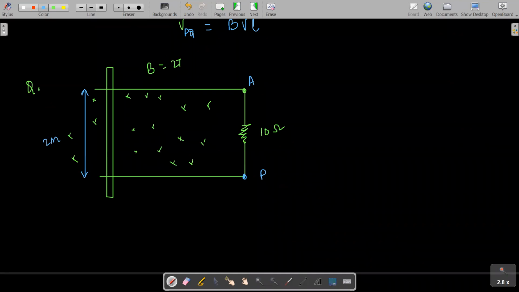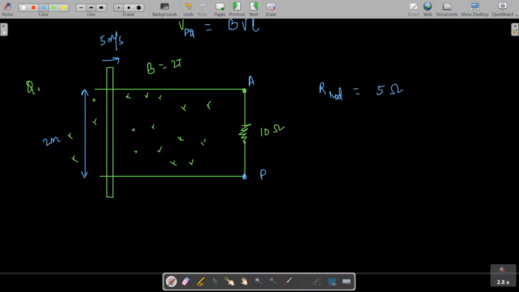This rod is moving towards right with a velocity of, not 2, it's 5 meters per second. The magnetic field here is 2 Tesla, the length is 2 meters, and the velocity is 5 meters per second. It is also said that the resistance of the rod is 5 ohms.